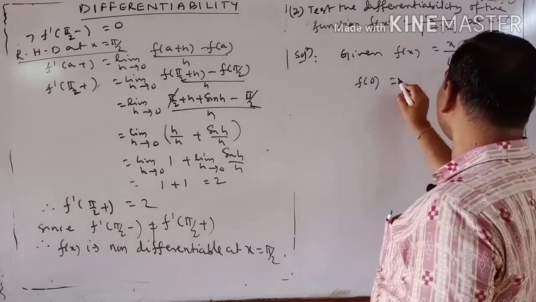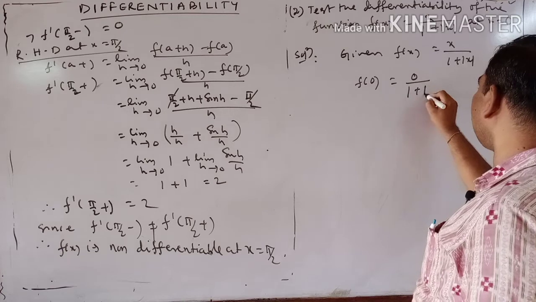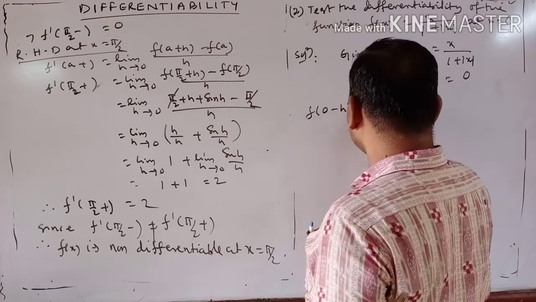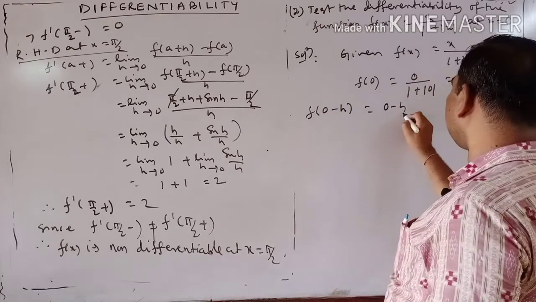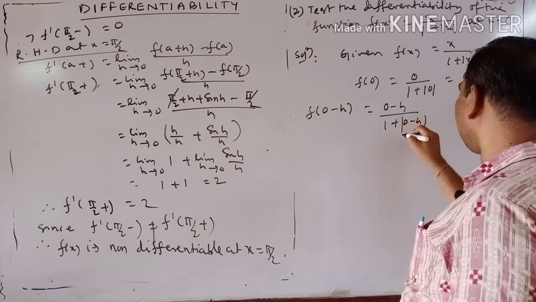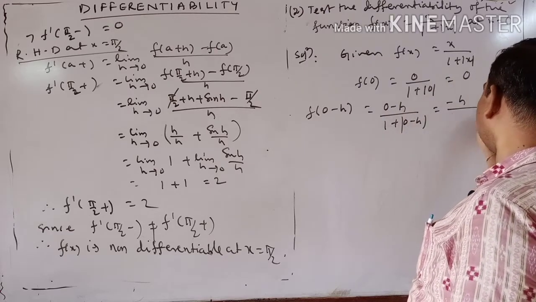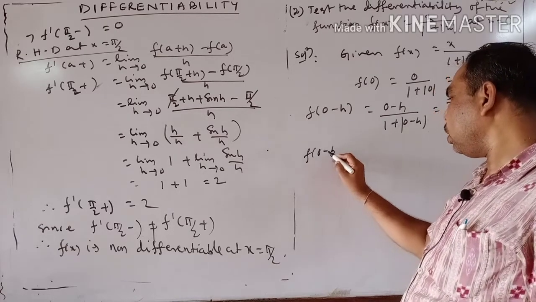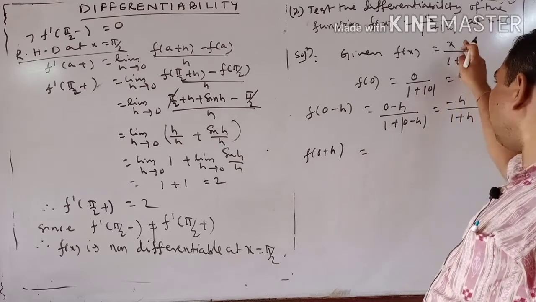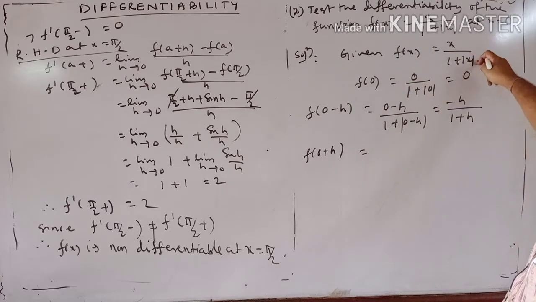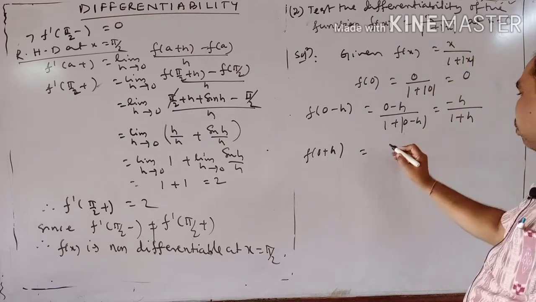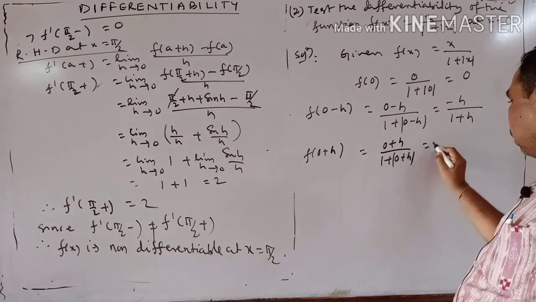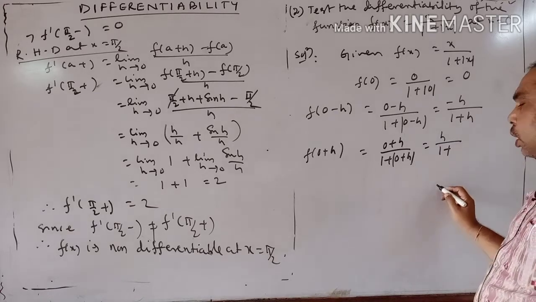f of 0 is 0 divided by 1 plus mod 0, which is 0. f of 0 minus h: replace x by 0 minus h, so it is minus h divided by 1 plus mod of minus h, which is minus h by 1 plus h, since mod of minus h is h. f of 0 plus h: replace x by 0 plus h, so it is 0 plus h divided by 1 plus mod of 0 plus h, which is h by 1 plus h, since mod of h is h.